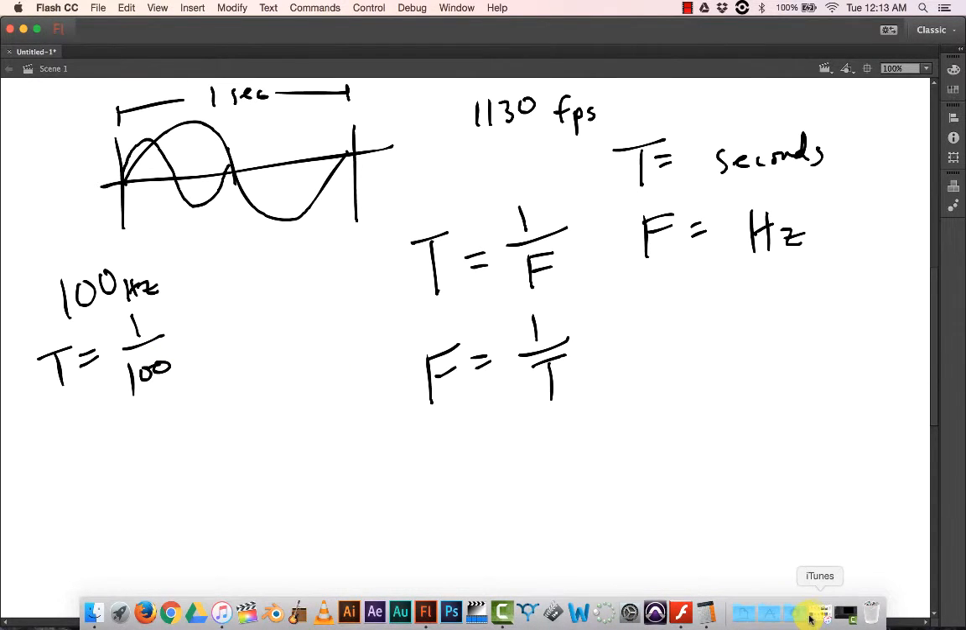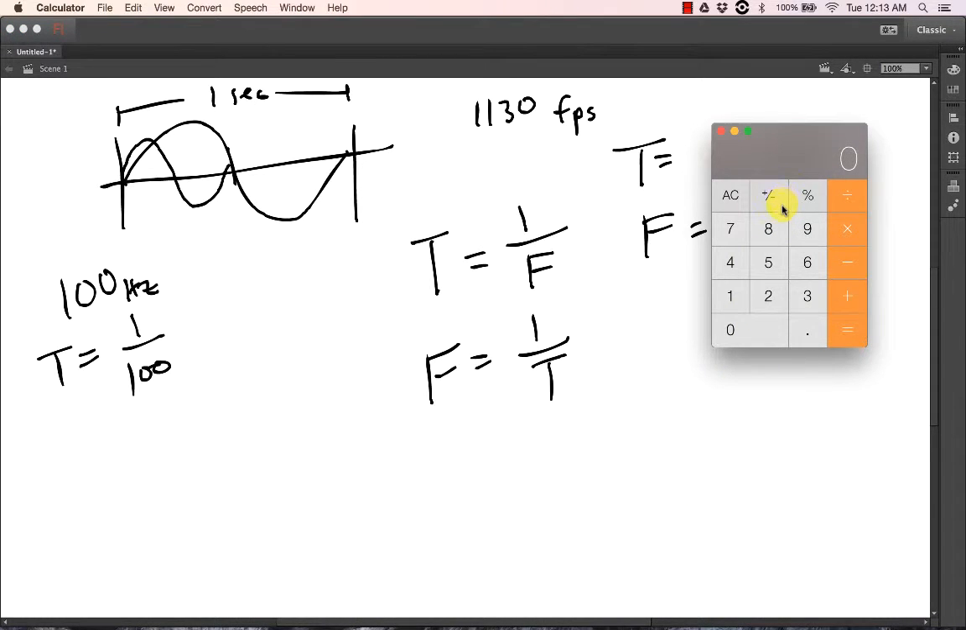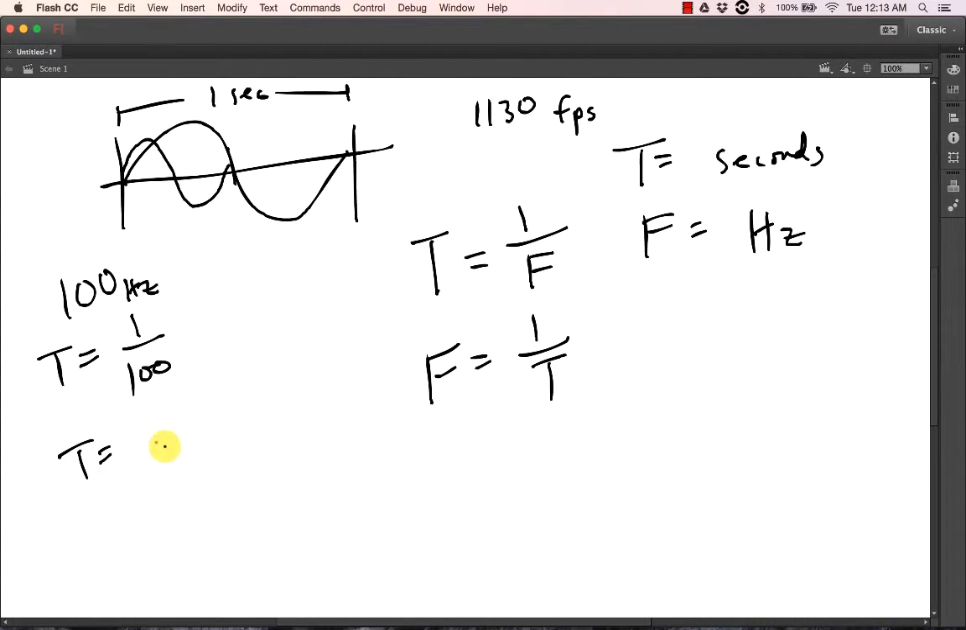1/100th. I think it's, geez, I don't even know. Let's pull up our calculator. 1 divided by 100 equals 0.01. Okay, so time equals 0.01 seconds. That's not a very useful number though in seconds. When I'm counting something, oh, that's going to take 0.01 seconds. No, you don't say that. Let's convert that to milliseconds, okay?